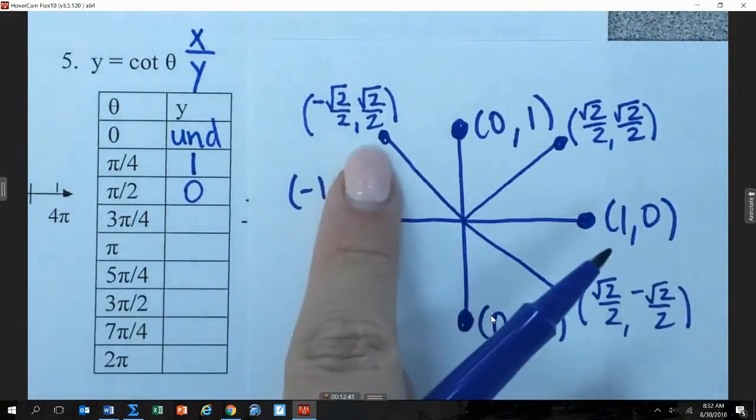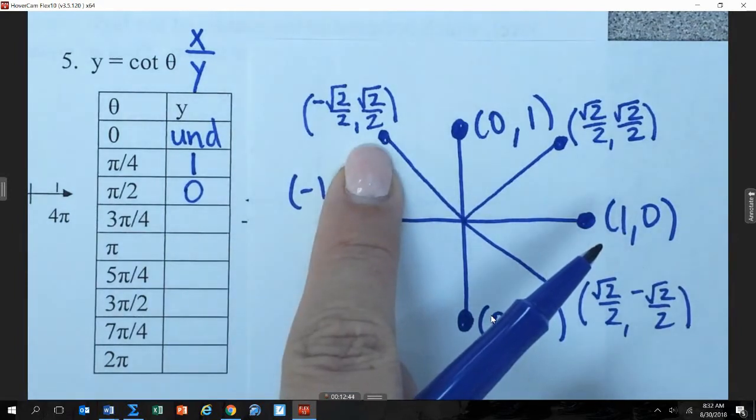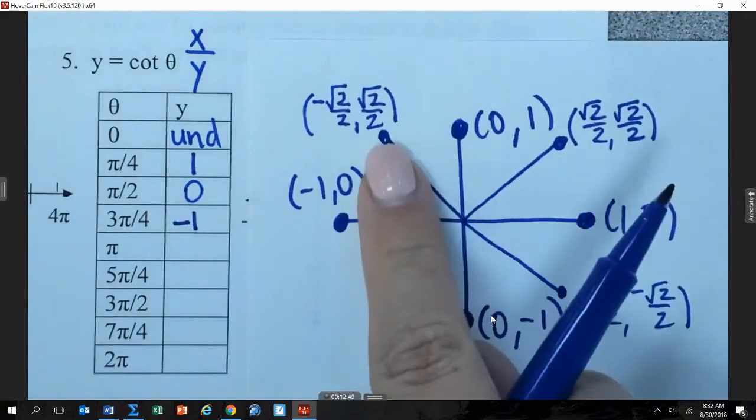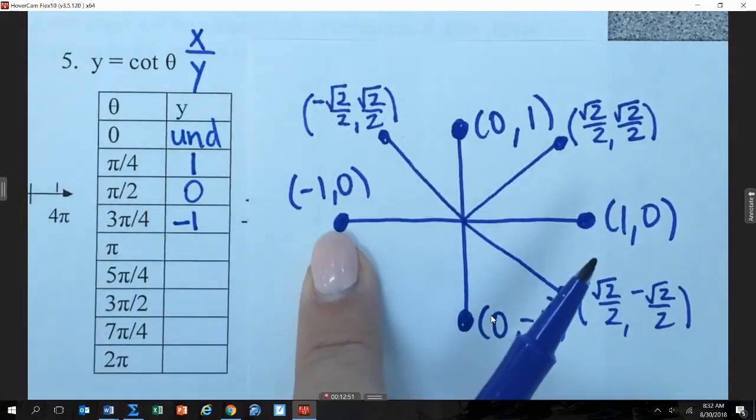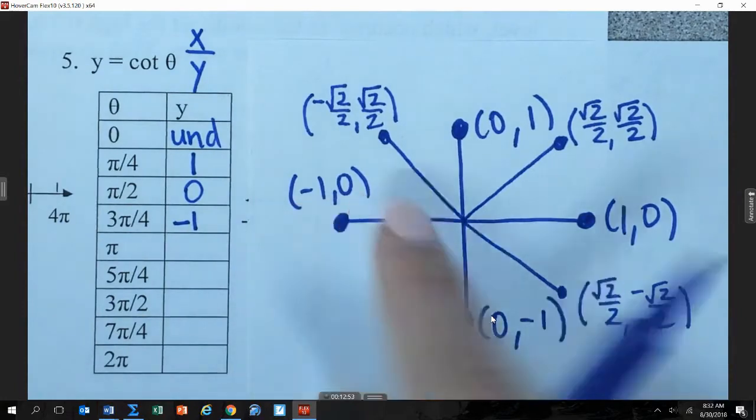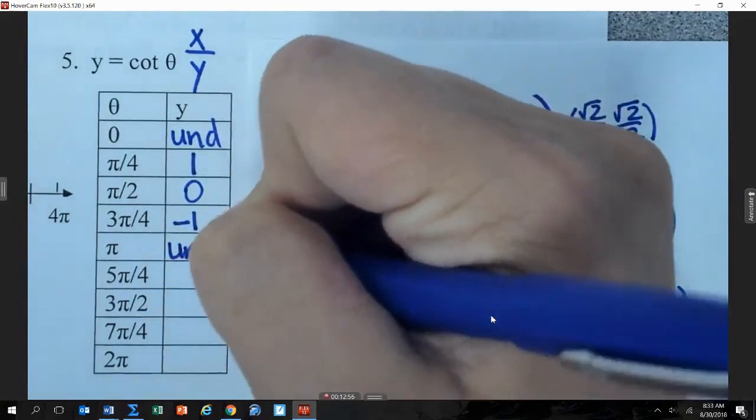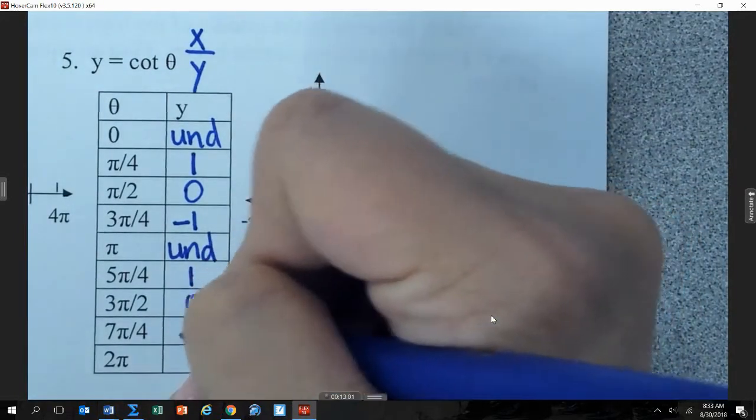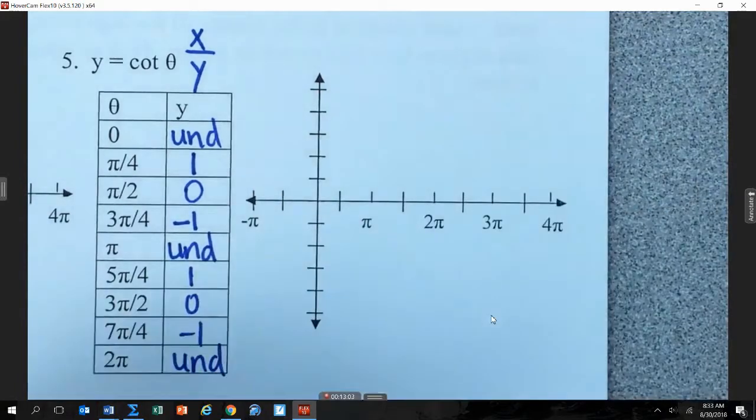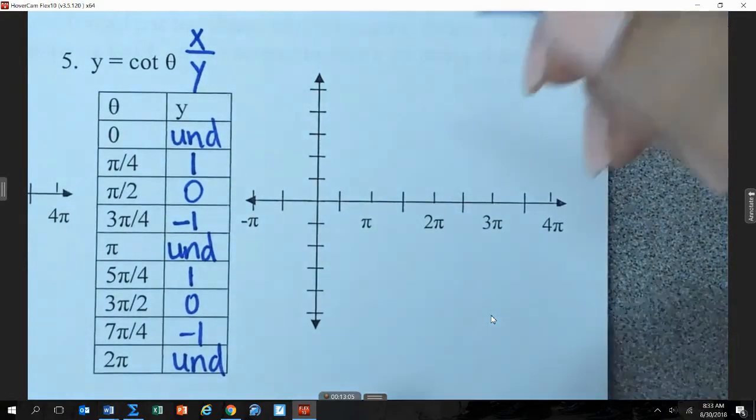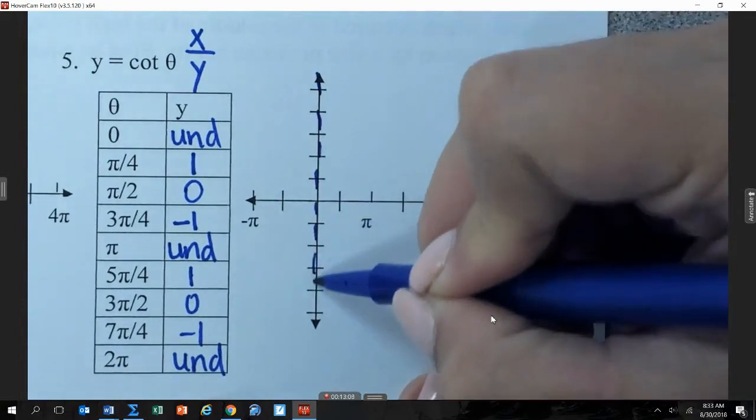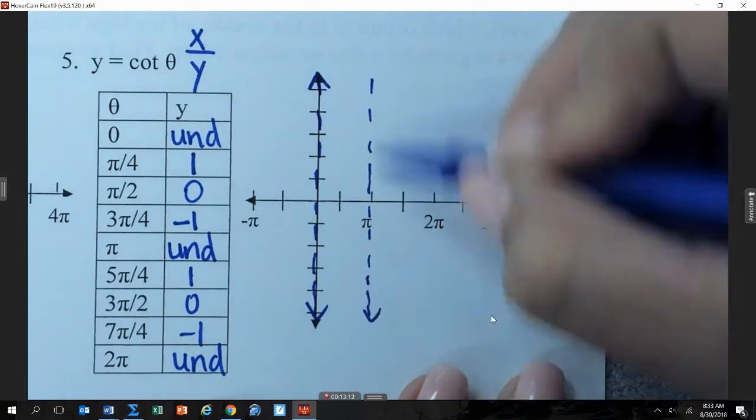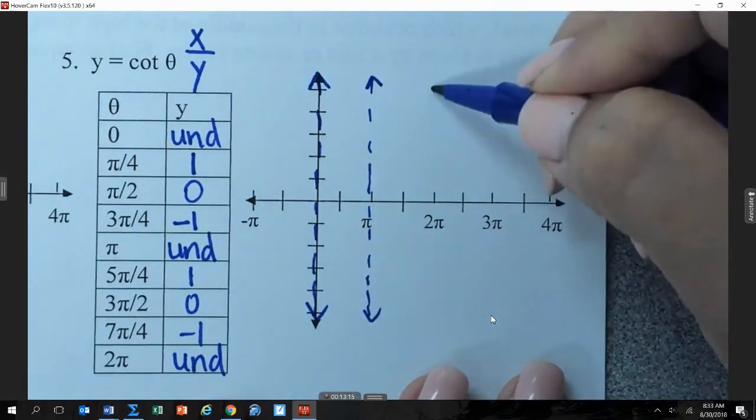Okay, at 3 pi over 4, that's over here. Malika, what would that be for my x over y? Negative 1. Excellent. Okay, and then at pi, what would that be, Remy? Undefined, right? Negative 1 over 0 is undefined. And you can probably guess how this pattern continues. Then we're going to have, again, 1, 0, negative 1, and undefined. Okay. So I'll have 0 undefined. At pi, it's undefined. At 2 pi, it's undefined.